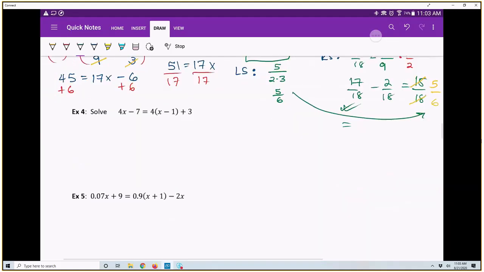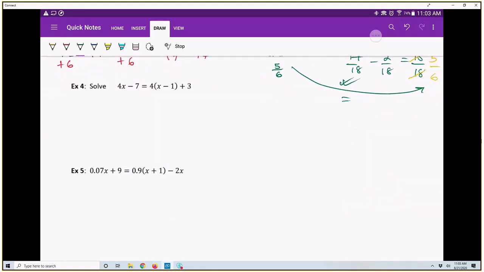Let's look at example 4. Again, I have a linear equation. I'm going to simplify on both sides. On the left side, there's nothing I can simplify, so 4x minus 7 is fine. On the right side, I'm going to make this 4x minus 4 plus 3. So I still have 4x minus 7 on the left side. On the right side, I'm going to combine minus 4 and plus 3. This becomes 4x minus 1.